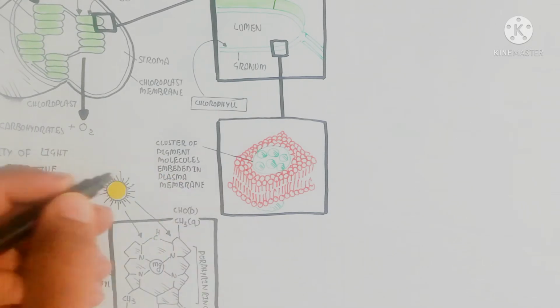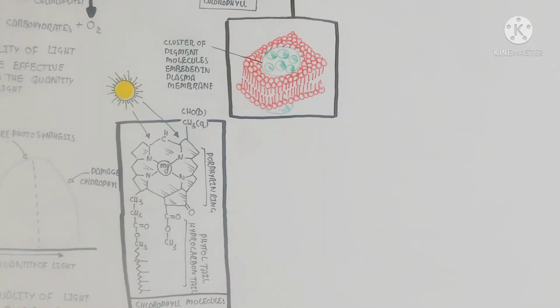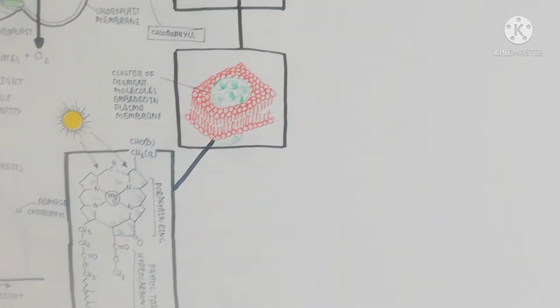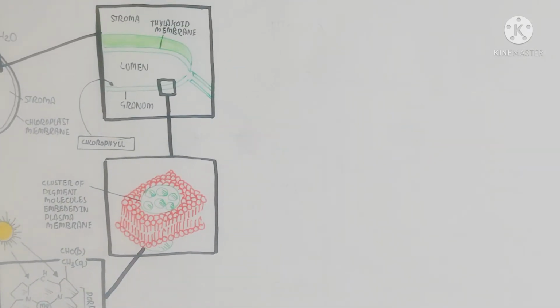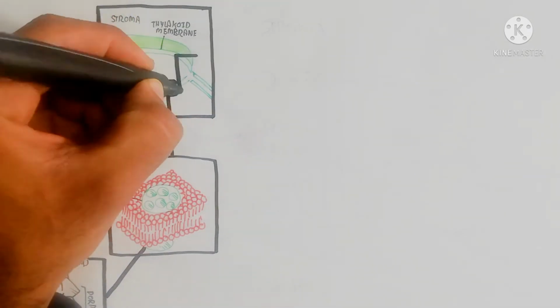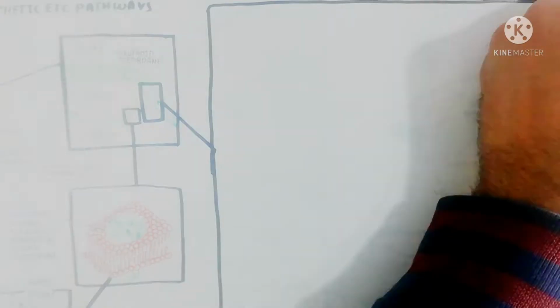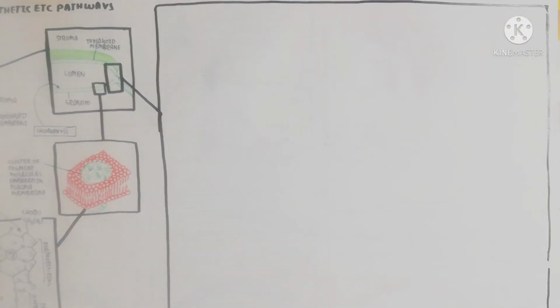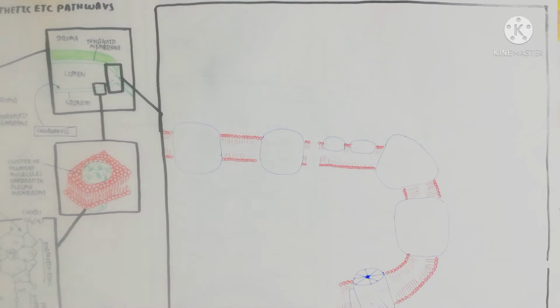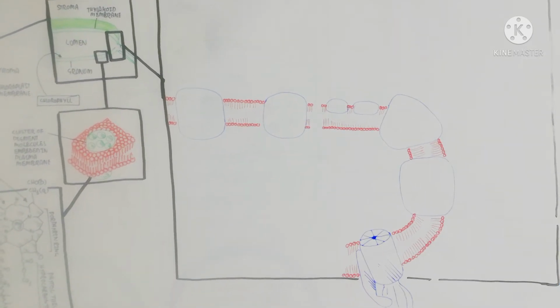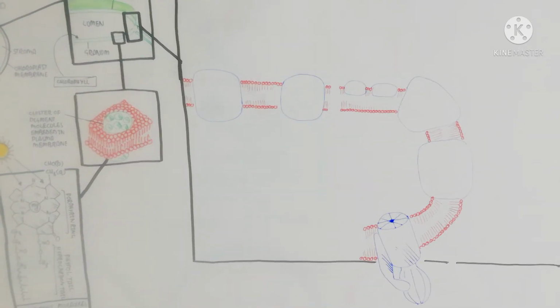Let's begin to understand the electron transport chain in the thylakoid membrane. This is also known as the photosynthetic electron transport chain. Here photosystem 1 and photosystem 2 are involved. Photosystem 2 is what we will understand first in this diagram.